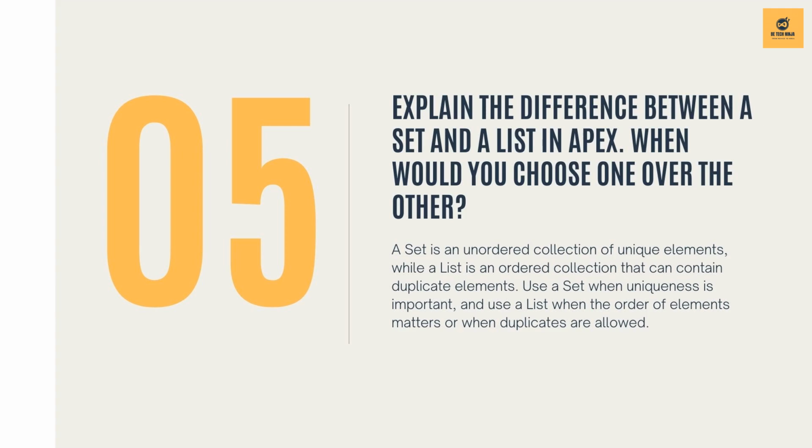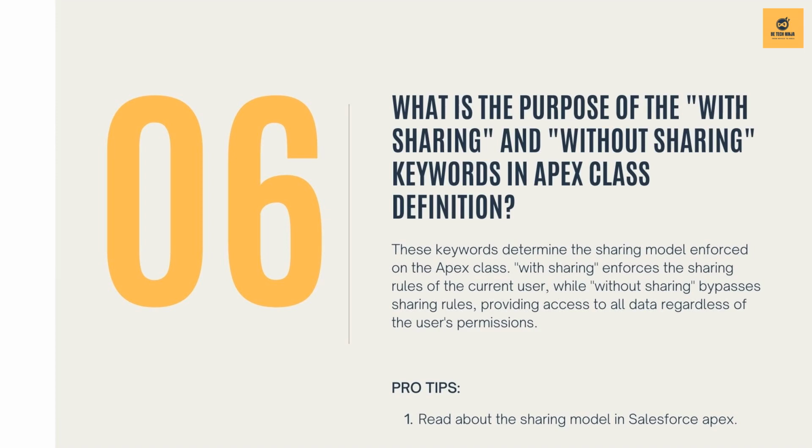The next question is, what is the purpose of the with sharing and without sharing keywords in Apex class definition? These keywords determine the sharing model enforced on the Apex class. With sharing enforces the sharing rules of the current user, while without sharing bypasses sharing rules, providing access to all data regardless of the user's permissions.